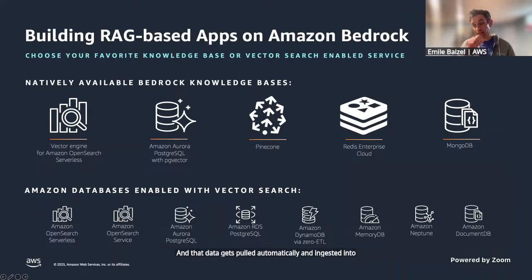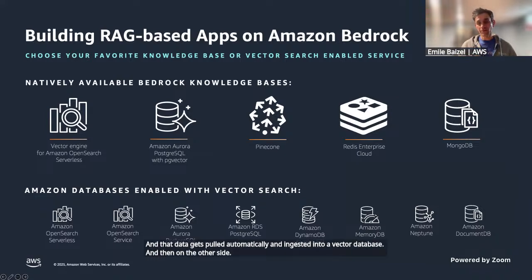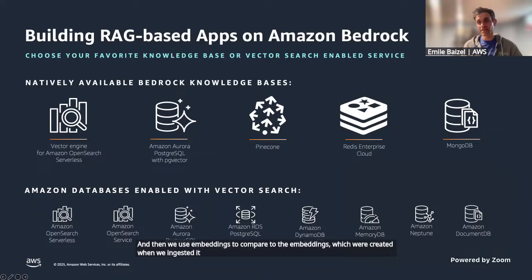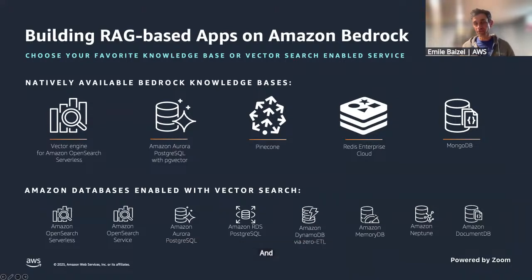vector database. And then on the other side, when a user makes their prompt, we convert that prompt into embeddings, and then we use those embeddings to compare to the embeddings which were created when we ingested from the website, and matched in the vector database. And all of that is handled for you in terms of the ingestion. So after this call, if you want to try it out, it is really just something you can do from the console itself.